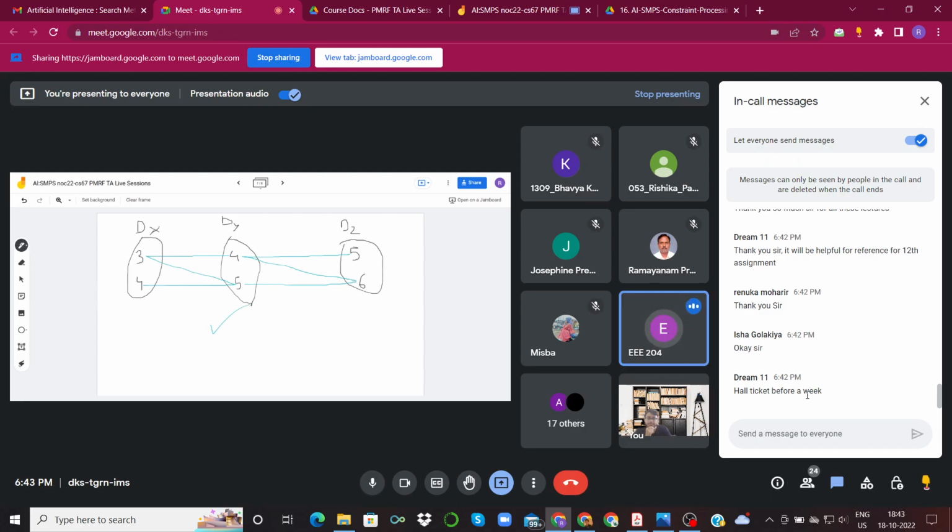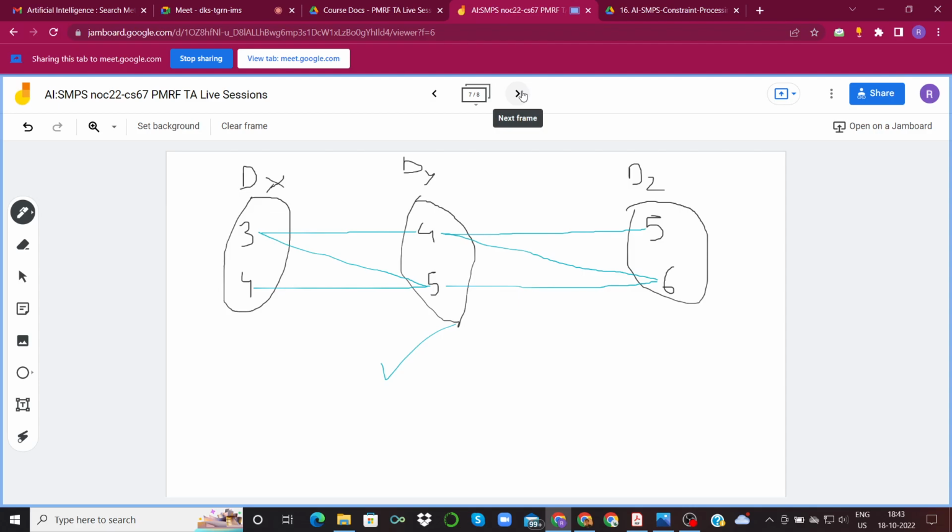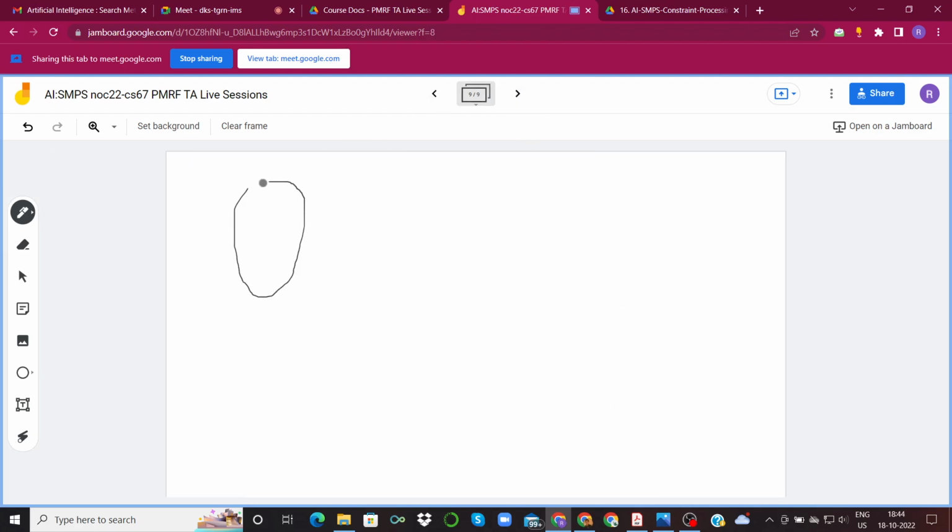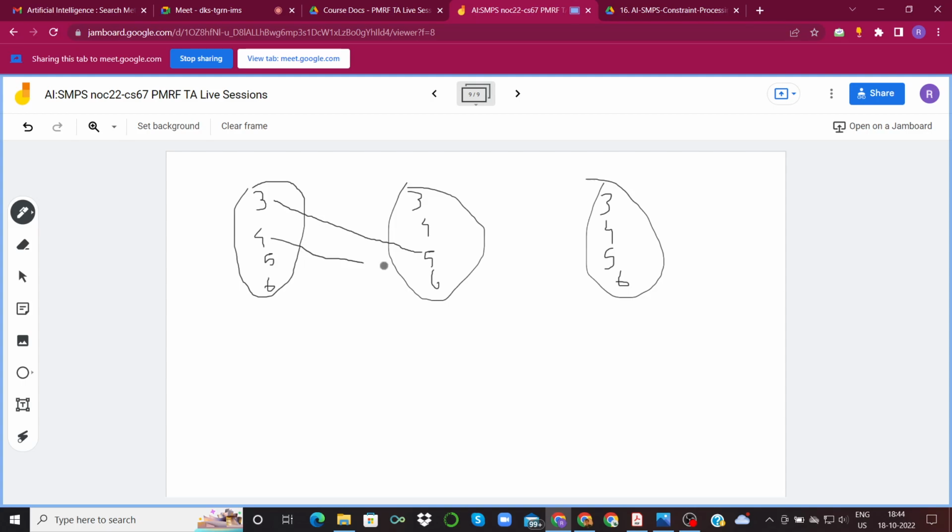I want to ask you one question. Okay, I'm not sure I'll be able to solve it, but okay. Let me draw it. So 3, 4, 5, 6 are in DX. In DY, 3, 5, and in DZ, 4, 6. Okay, 3 is connected to 3, 5, and 4 is connected to 4, 6. That's the setting.